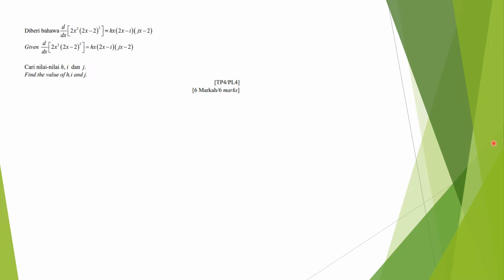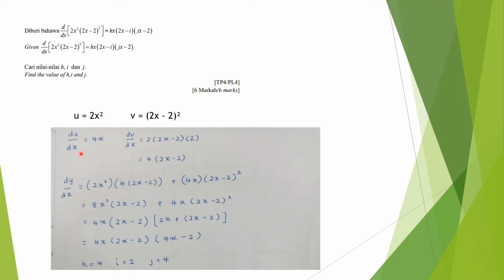So what method we have to use? So you use the UV. So first 2x squared will be u and v will be 2x minus 2 squared. Then from there we find our du over dx, that is 4x. dv over dx will be power in front, copy the bracket, power minus 1, then differentiate inside the bracket. So 2x minus 2 times with 2. So 2 multiply with 2, we get 4 in bracket 2x minus 2.